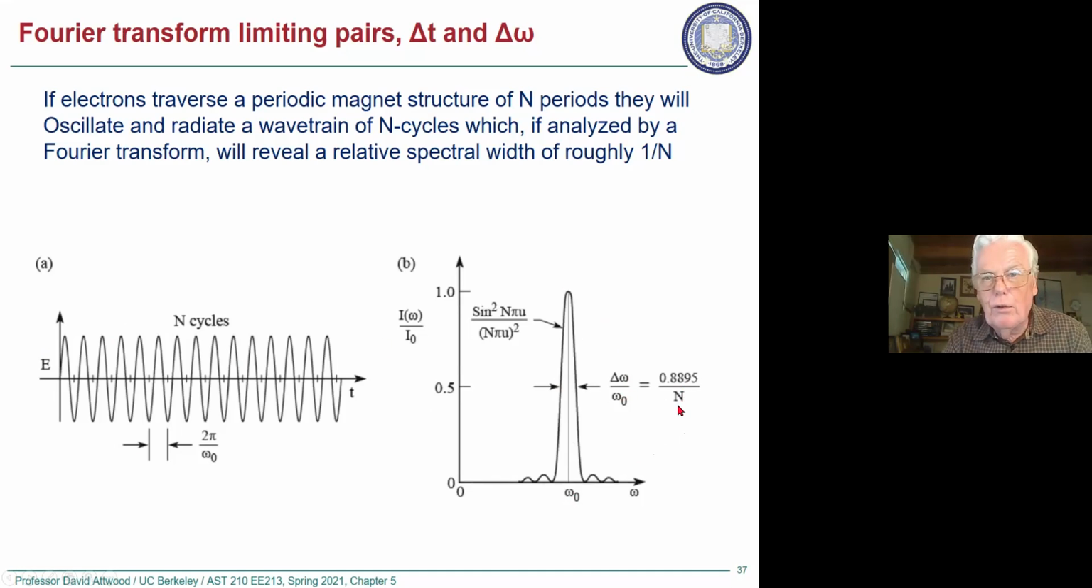Yeah. So if we have an undulator with 200 periods, then there's going to be a bandwidth, a relative spectral bandwidth of roughly 1 over 200. So does that sit well with everybody?